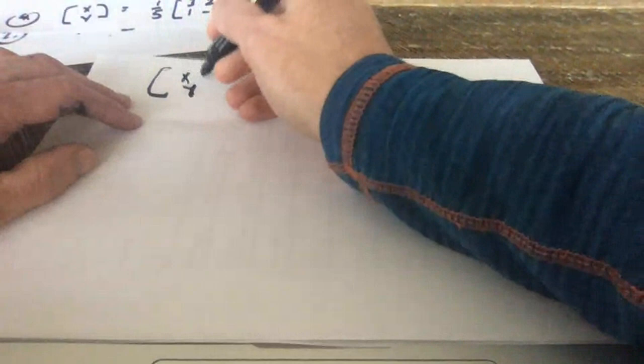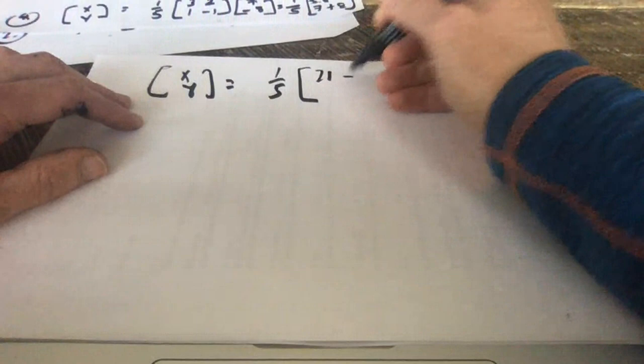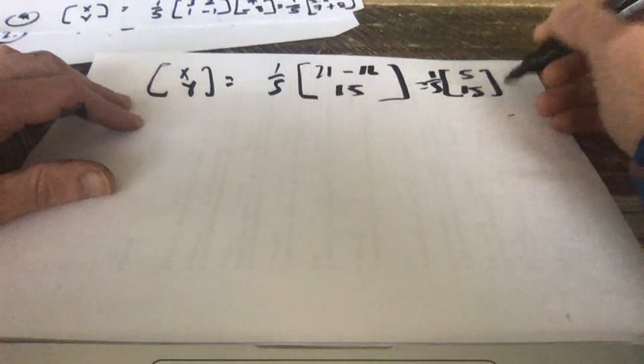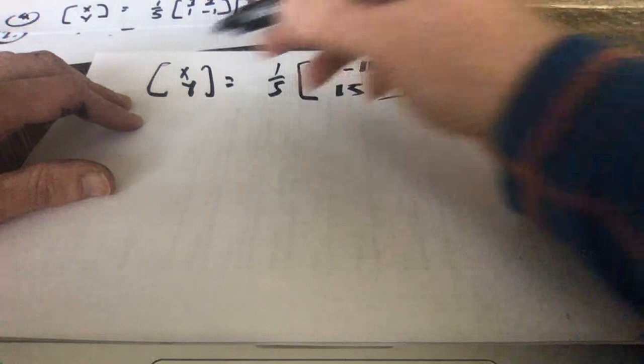is equal to 1 over 5 into 21 minus 16 over 15. And so you get 1 over 5 into 21 minus 16 is 5, and you get 15 here. And so when you multiply in by 5, 1 over 5, I get 1 and 3. So finally, folks, x is equal to 1 and y is equal to 3.